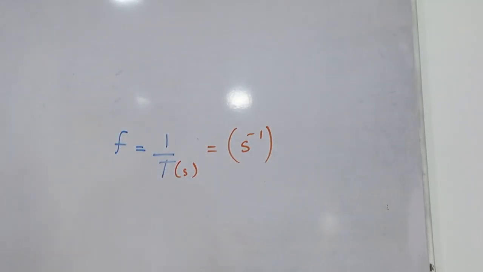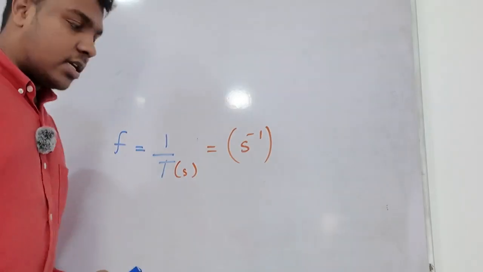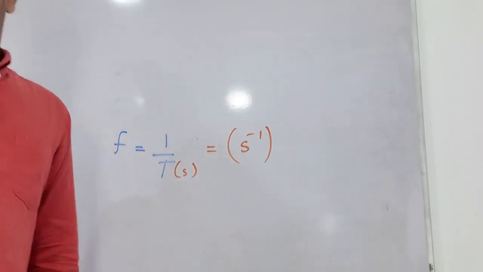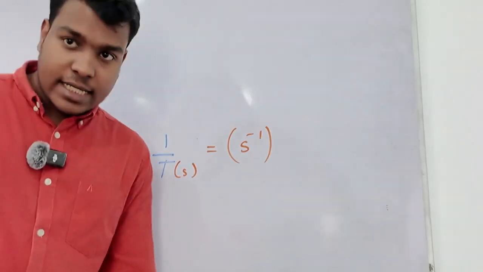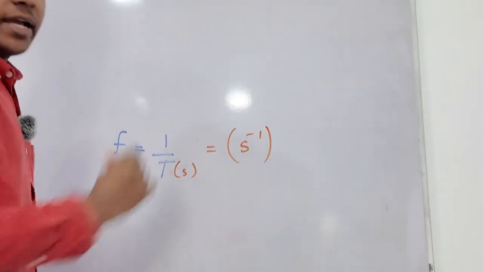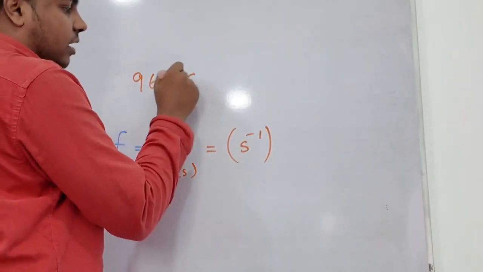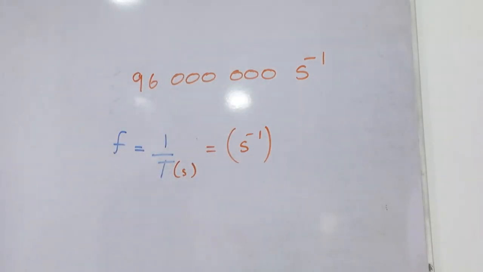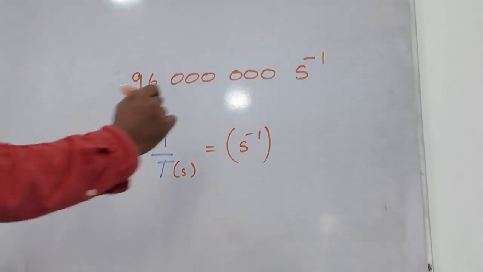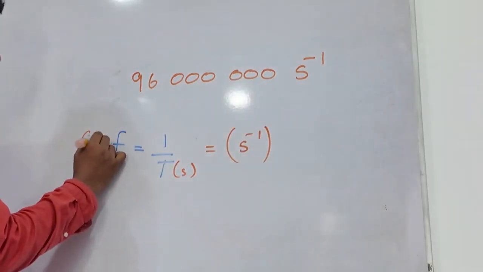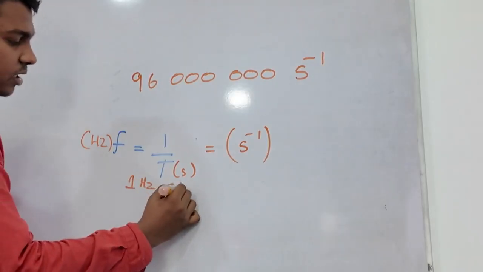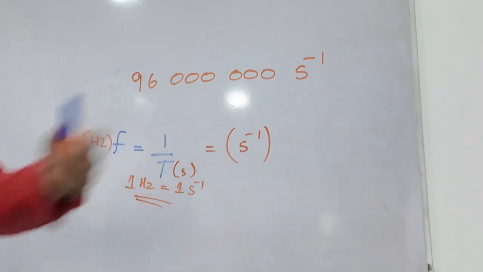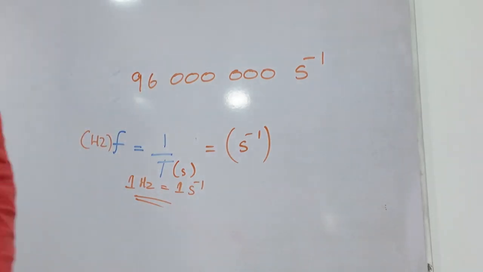What does it mean when s to the power minus 1 comes? They say per second, so underline 96 million times per second. Per second means s to the power minus 1. So what they've said in words, 96 million times per second, is 96 million s minus 1. Is this clear? We take frequency in hertz. I told you, 1 hertz is equal to 1 s minus 1. So the frequency is 96 million hertz.